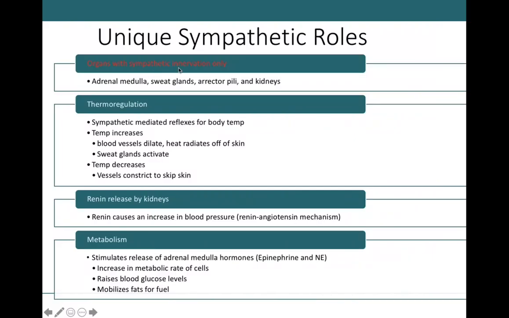Now the one thing that I want you to focus on this slide is that some organs only contain sympathetic innervation. There's no dual innervation to any of these organs. So just be aware that sweat glands will only contain sympathetic innervation. The erector pili muscle will only have sympathetic innervation, and the kidneys will only have sympathetic innervation. So with each of these three different structures, if we want to decrease their activity, we can't use parasympathetic innervation to decrease it. We would have to decrease it by decreasing sympathetic tone solely.